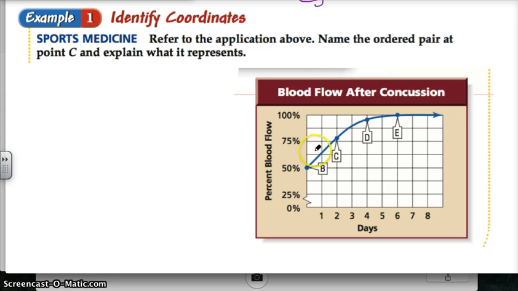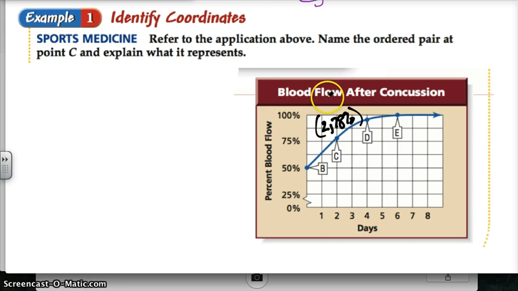So sometimes when you're dealing with a real life situation and real life graphs, you have to approximate the value, but I feel confident saying that that's about 78. So this ordered pair is going to be 2, 78%. And now we need to explain what it means. Well, that was the easy part. The hard part is to basically make sure you understand what's going on.